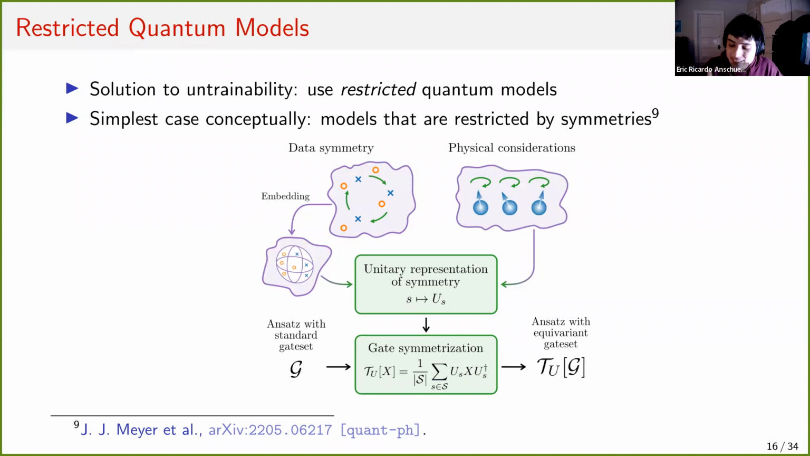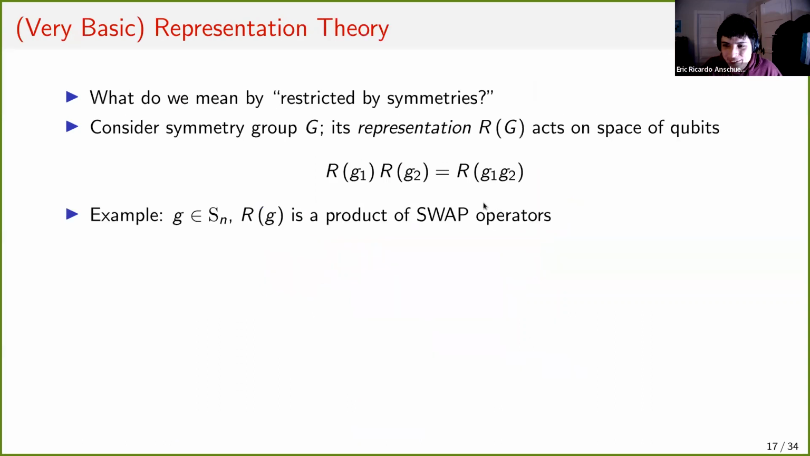But another nice thing, again, as I mentioned, is that it restricts the class of models, and these untrainability results don't necessarily apply. So now I'm going to have a very brief detour into representation theory. Very basic, though. Just to be more specific when I say restricted by symmetries.